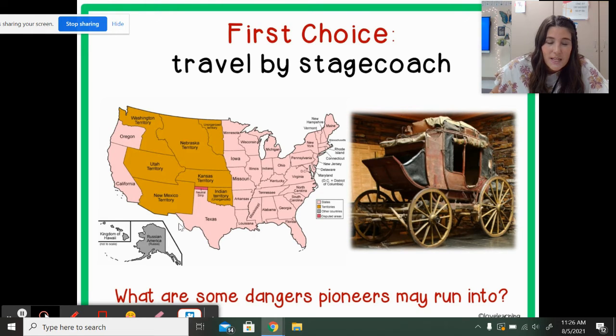Like big storms. I want you to understand that this area that's basically a territory, places that are not established, is not flat land. Not all of this is flat land. There's lots of mountainscapes that people have to travel through, rivers and lakes, and that causes a problem when you come across that. How are you supposed to get your stagecoach across? So that's some of the dangers they may face. But the first choice they have to get over to the west is literally through a stagecoach.